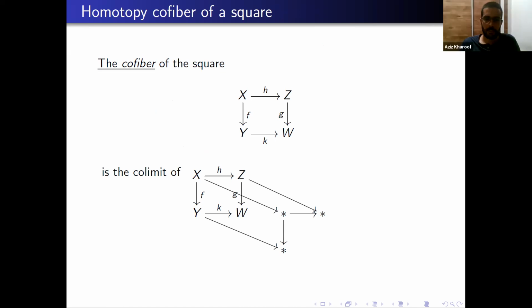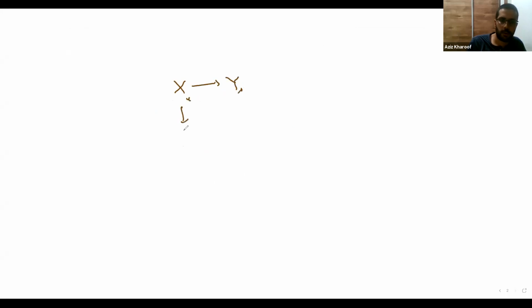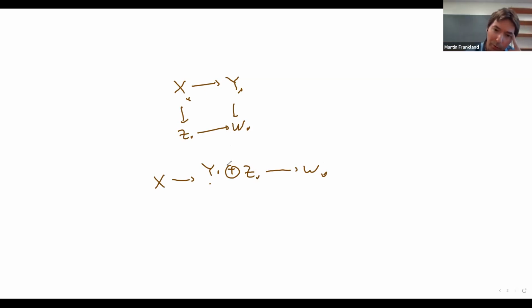If you have this in chain complexes, for example, you have this square, and because it's commutative, you can get this double complex, plus Z to W. So the total of this is exactly the cofiber, the homotopy cofiber. Okay, that's an interesting example.